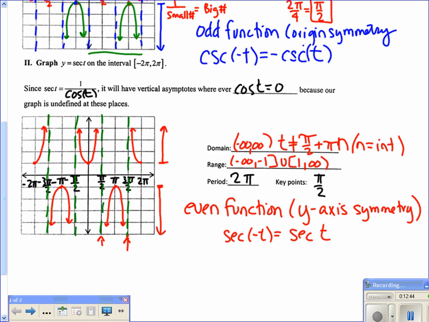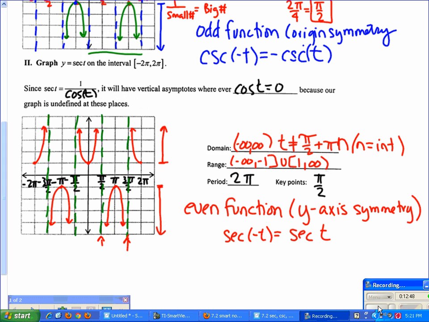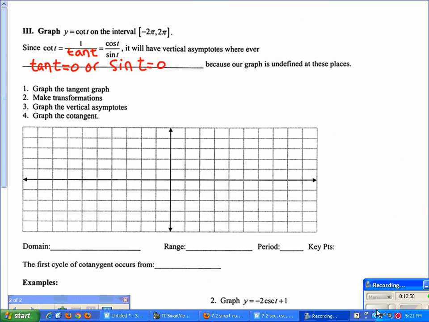And the next graph that we're going to do is the cotangent graph. For the cotangent graph, remember it's the reciprocal of tangent, so 1 over the tangent is the same thing as cotangent. And remember that that can also be written as cosine over sine, just another way. And because of this, we have vertical asymptotes anywhere the sine of t is equal to 0, because our graph is undefined when we're dividing by 0.